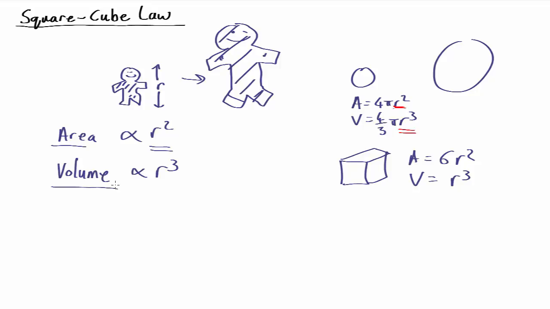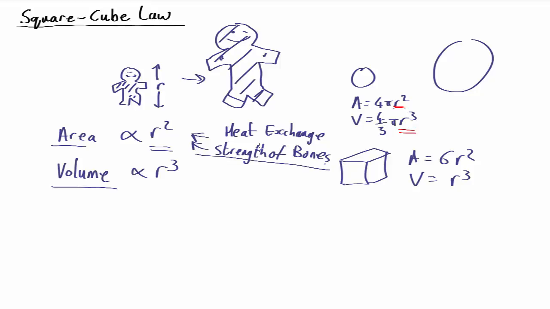Now, why is that important? Well, some sorts of physics depend on the area. For example, heat exchange. To cool yourself down, you have to get heat out through your skin. More skin, the easier it is to cool yourself down. Likewise, the strength of your limbs or bones depends on their cross-section. Drag, wind resistance, depends on the cross-section. So there's lots of physics that depends on some area.